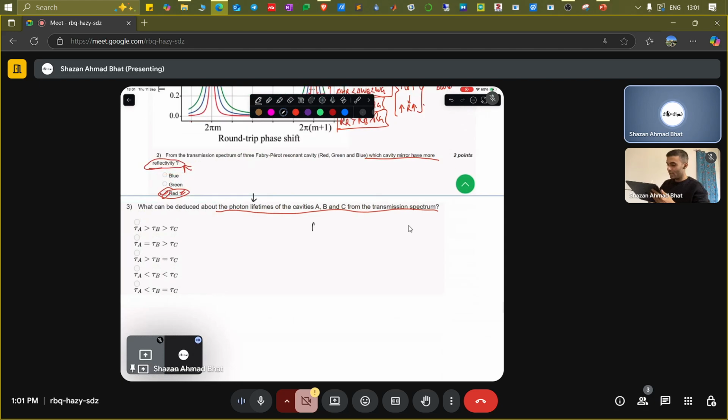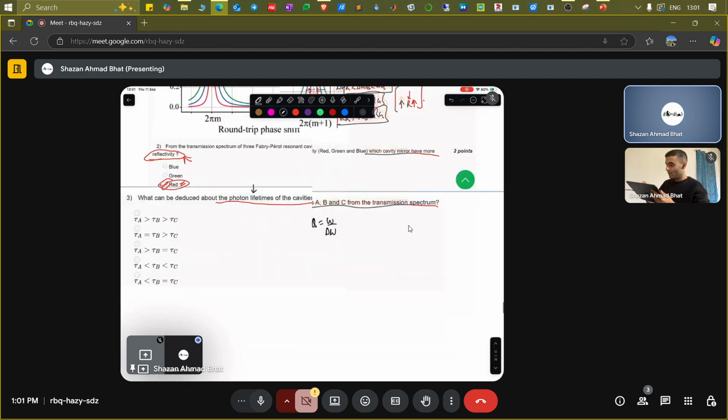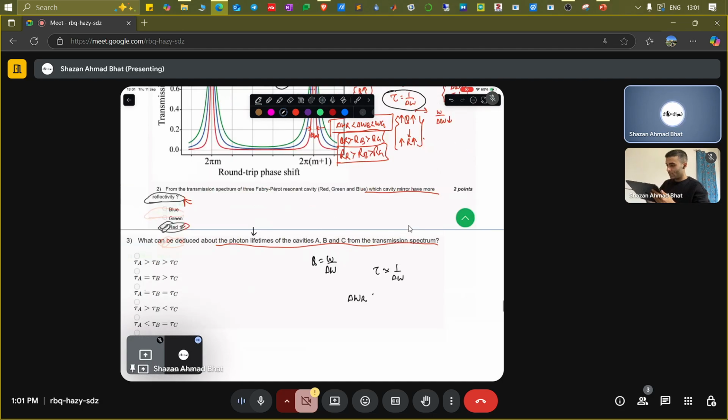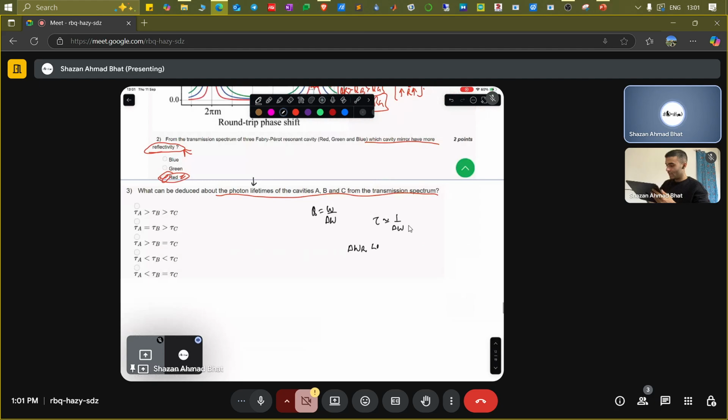Let's say, for example, the quality factor is omega over delta omega, and the photon lifetime is inversely proportional to delta omega, that is, proportional to 1 over delta omega. So if delta omega for red is much smaller than delta omega for blue is much smaller than delta omega for green, that means tau red is greater than tau blue is greater than tau green.